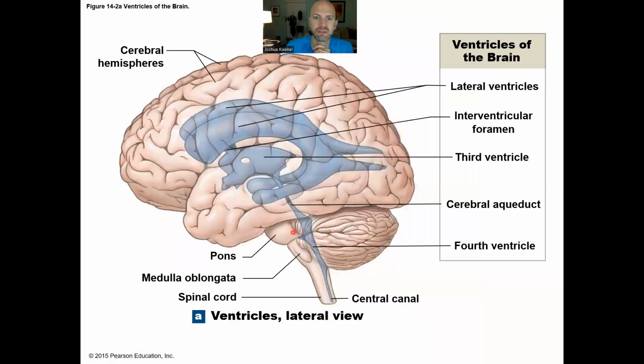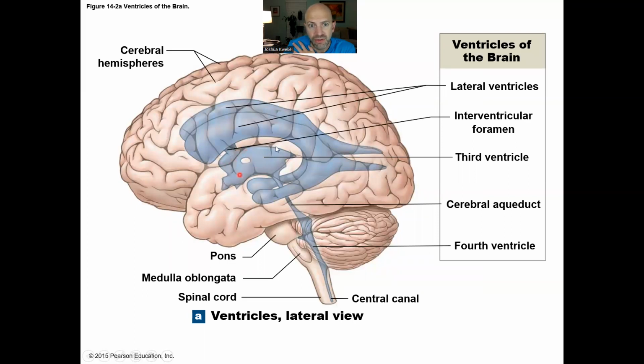Okay, so let's stop that spinning. So right and left lateral ventricle. Then we have this little connection here that connects the lateral ventricles to the third ventricle. It's called the interventricular foramen. That's this little tunnel that's connecting the right and the left side, okay?